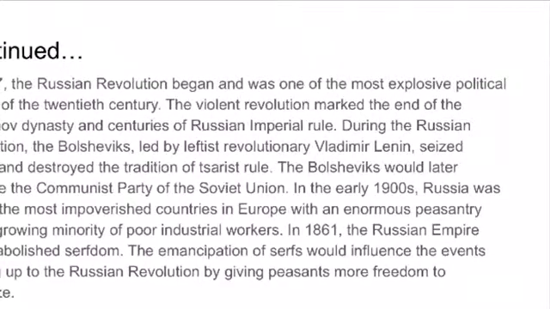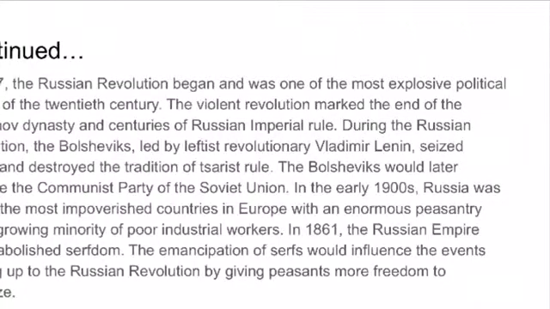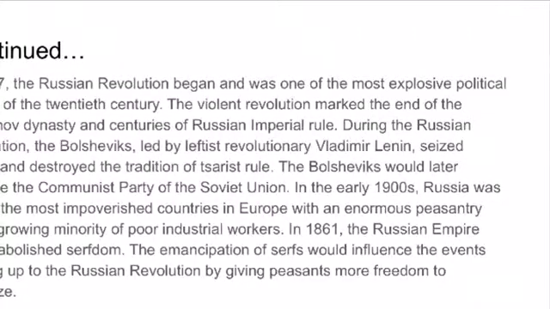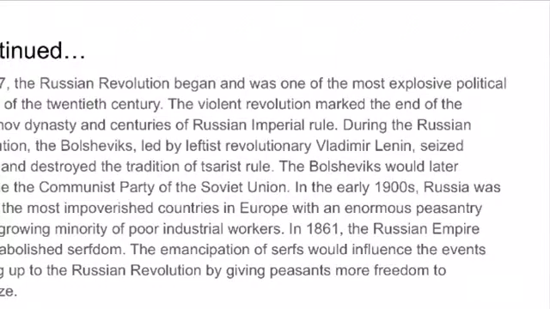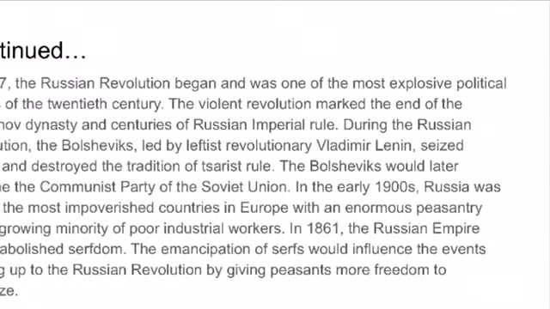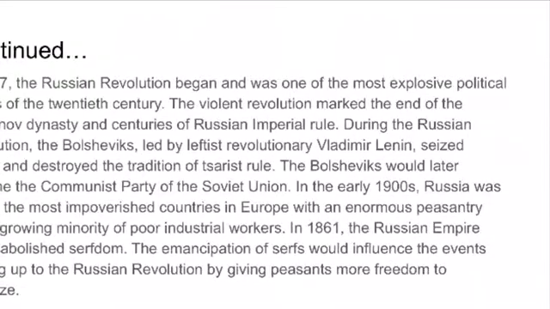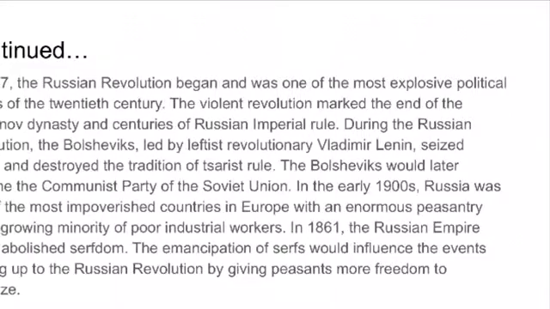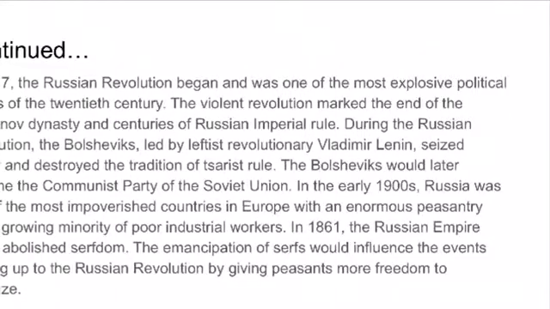In 1917, the Russian Revolution began and was one of the most explosive political events of the 20th century. The violent revolution marked the end of the Romanov dynasty and centuries of Russian imperial rule. During the Russian Revolution, the Bolsheviks, led by revolutionary Vladimir Lenin, seized power and destroyed the tradition of Tsarist rule. The Bolsheviks would later become the Communist Party of the Soviet Union.